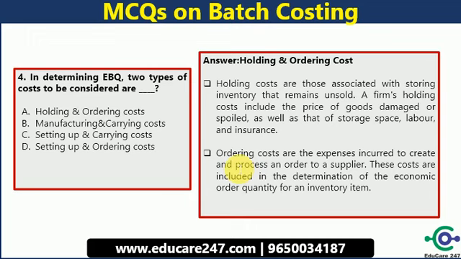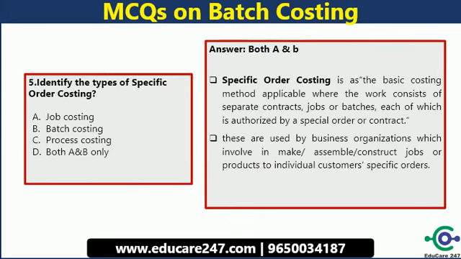Next, ordering cost, which refers to the expenses incurred to create and process an order to a supplier. These costs are included in the determination of the economic order quantity for an inventory item. So basically when a company receives an order from a consumer, it would require raw material, a set of labor, a set of materials. For that the cost will be incurred. This becomes ordering cost.